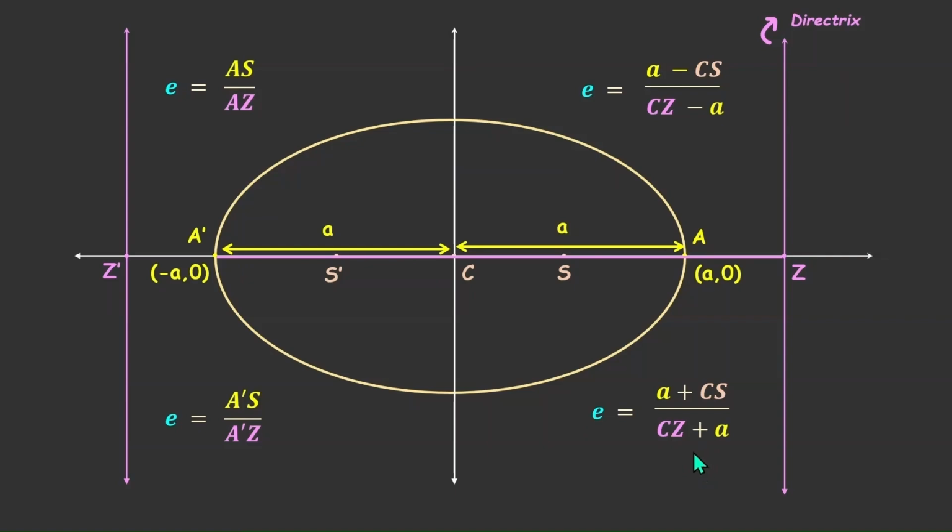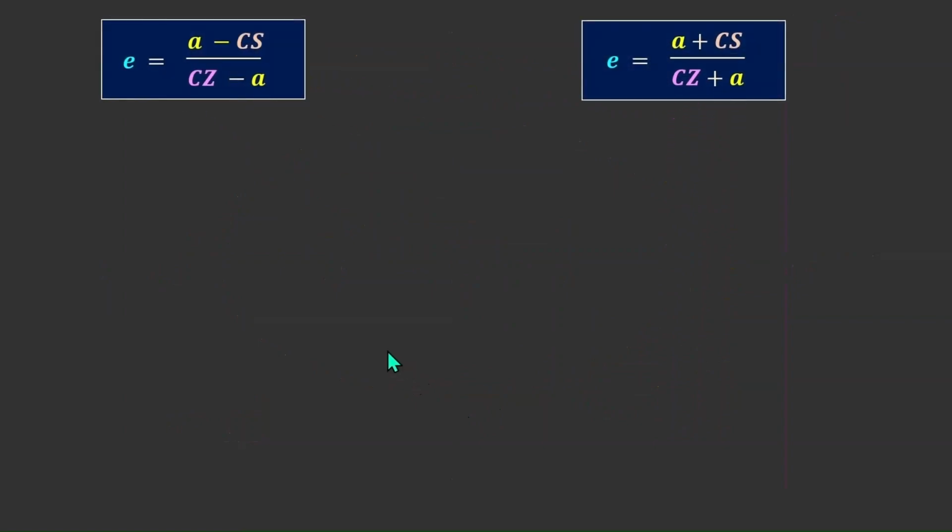Now we got the definition and we found the equation for eccentricity. Now we'll work on these two equations that we found and we'll try to find the equation of the ellipse. So let's take these two equations one side, and now let's simplify further. We'll multiply both sides by the denominator, CZ minus A, and the equation that we'll get would be A minus CS is equal to E into (CZ minus A). And similarly here, A plus CS is equal to E into (CZ plus A).